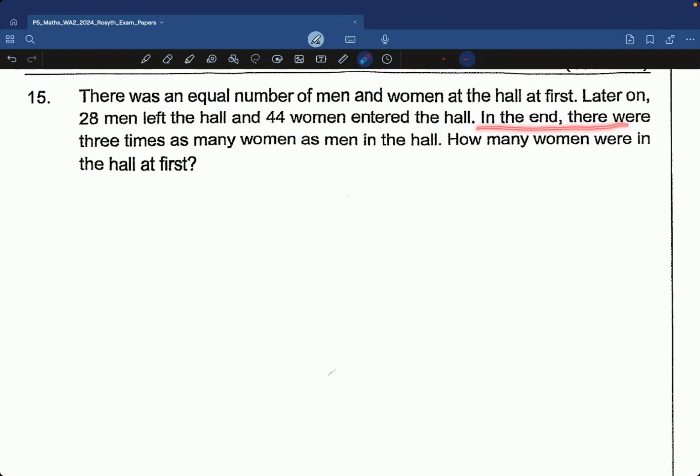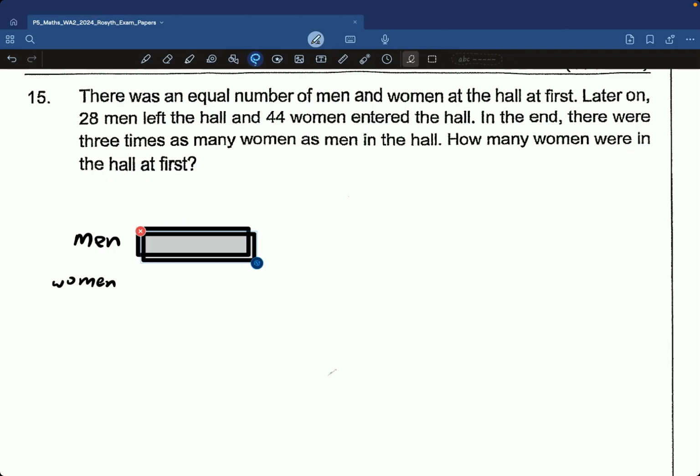In the end, there were 3 times as many women as men in the hall. How many women were in the hall first? Okay, so I'm going to do model drawing. So men. Okay, so let's have this, right? And then women. Okay, so what I'm going to do is duplicate this so both have an equal number, right? So in this case, okay, now the next thing is that 28 men left, right?